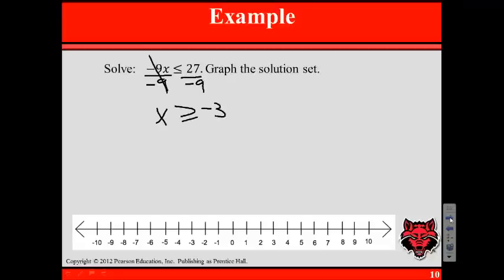Because we're using a symbol that has the equal to included, so greater than or equal to, we will have a closed circle at the value. So we have a closed circle at negative 3. And just like in the last example, using our inequality symbol, somewhat like an arrow, we know we should shade to the right. The number is greater than negative 3. So every number to the right of negative 3 would be shaded all the way to the end and forever.